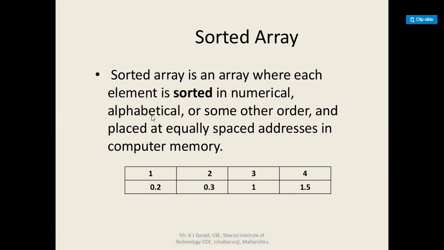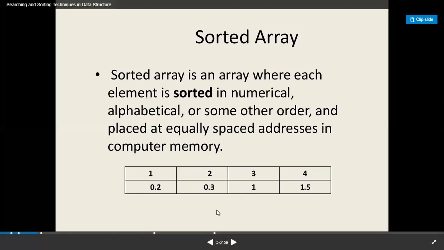It can be sorted in terms of date, or in terms of size, and so on. So there are different criteria for sorting, but the main idea is that whenever you sort something, it has to be stored in an equally spaced address in the computer memory. Now we'll talk about this memory trade-off later.